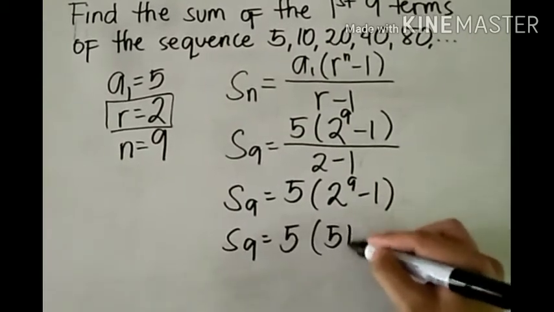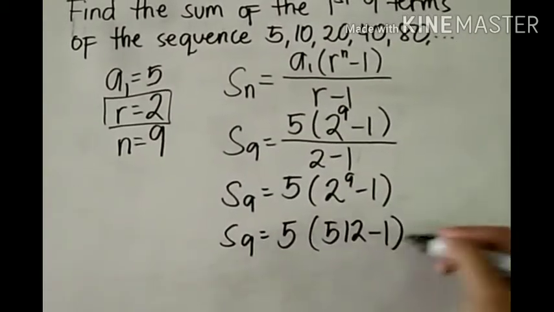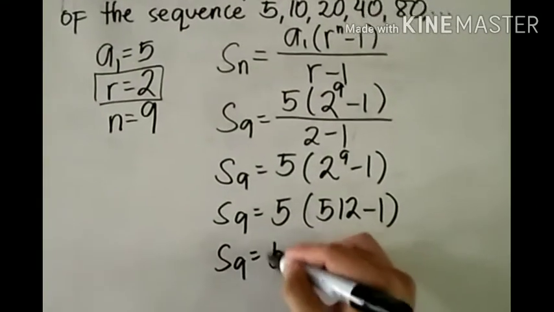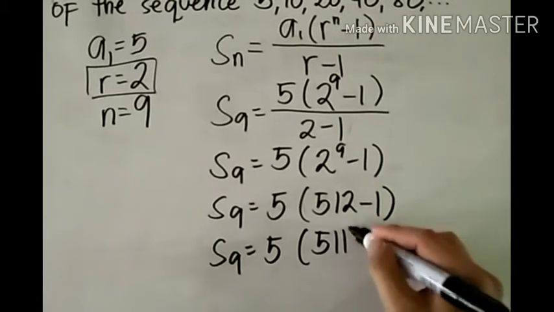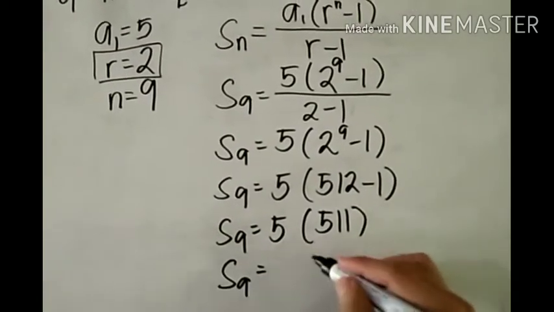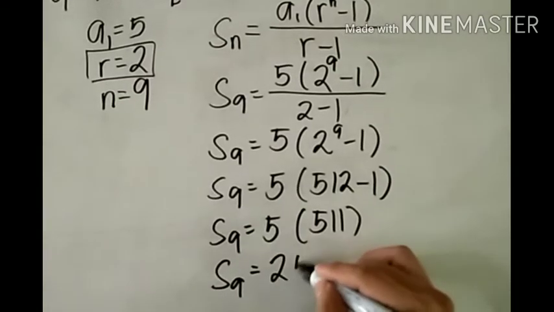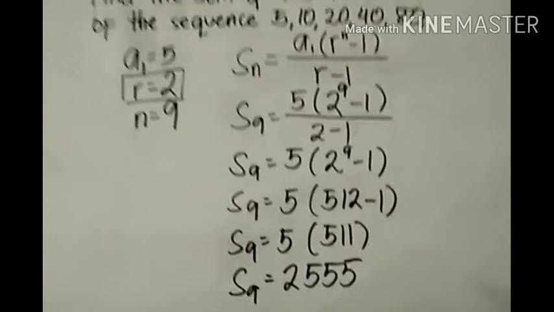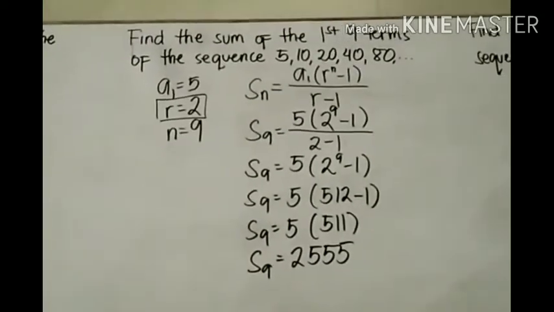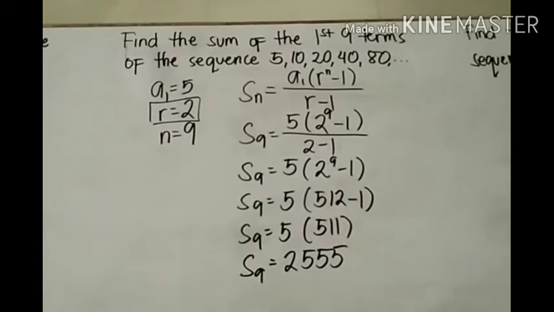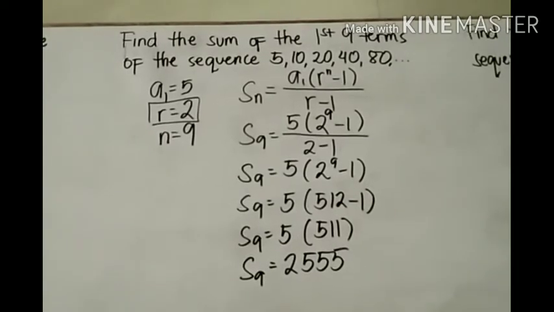And we have there 512 minus 1. 512 minus 1 is equal to 511. We multiply that by 5. S sub 9 would be equal to 2,555. So that is the sum of the first 9 terms of the sequence 5, 10, 20, 40, and 80.